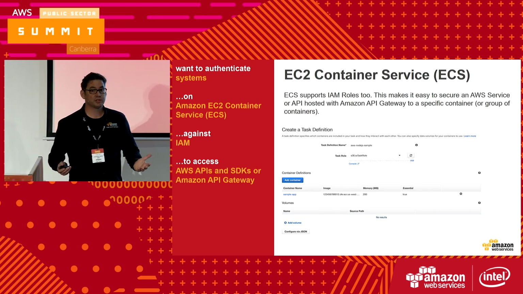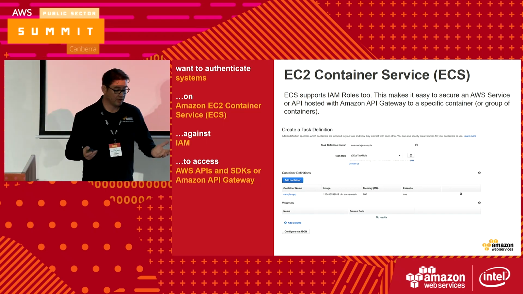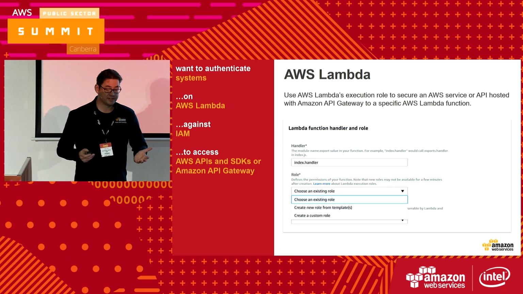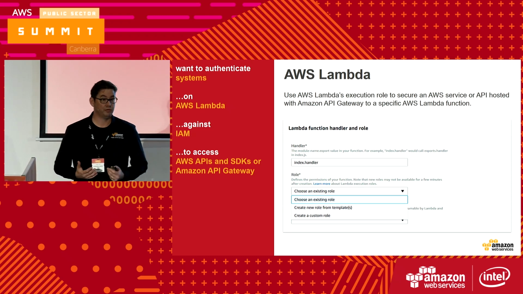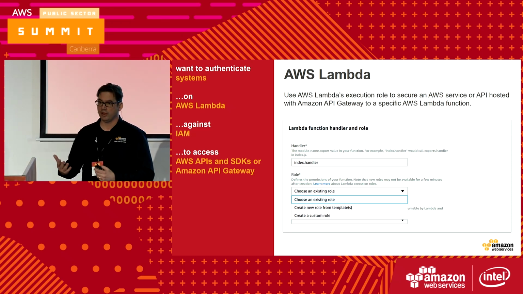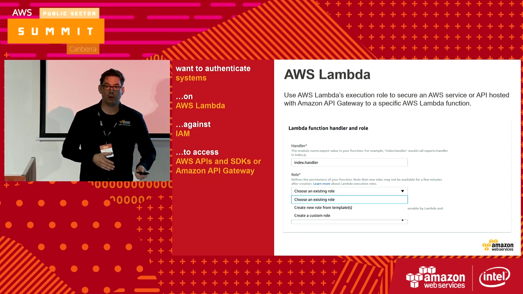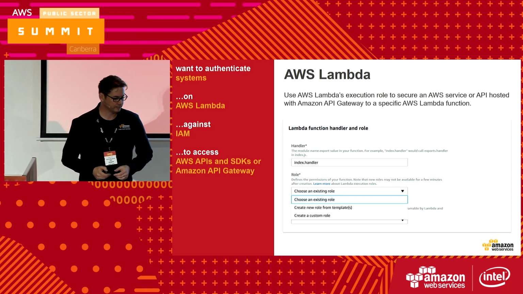Similarly, you can apply this concept to get access to your APIs, for example, through the Elastic Container Services, as well as with Lambda. So if you have Lambda functions that are using an API gateway, simply bind the policies required for that Lambda function to the Lambda execution context.